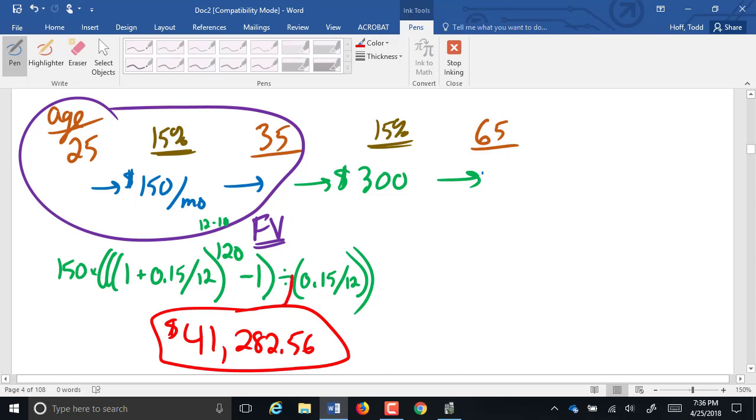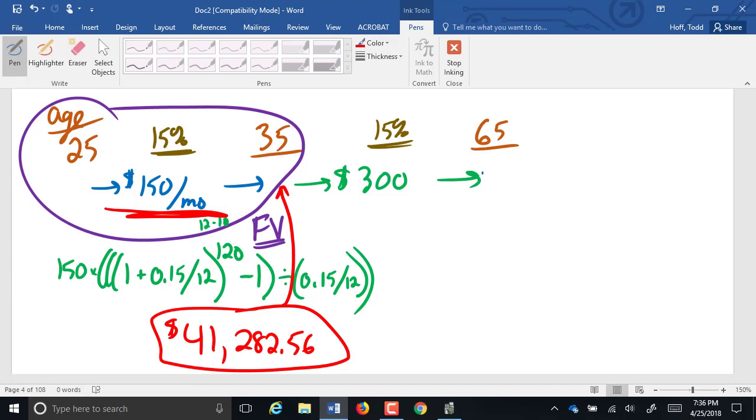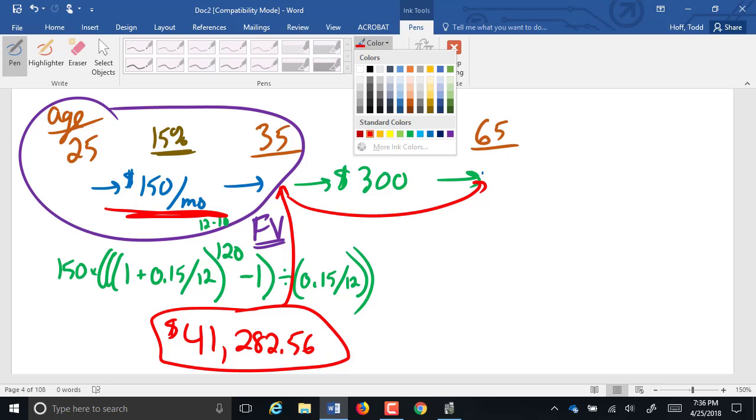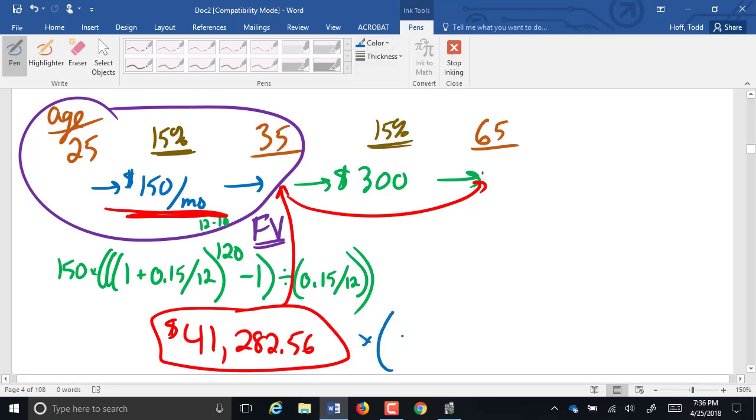So that is the future value of that original investment. Those original payments we're going to treat as a separate annuity. Now, what happens to that money over the next 30 years? It just sits there and compounds interest, doesn't it? So we're just going to take that times 1 plus 0.15 divided by 12 to the power of 12 times 30, which would be 360 periods. Notice that is just the compound interest formula.